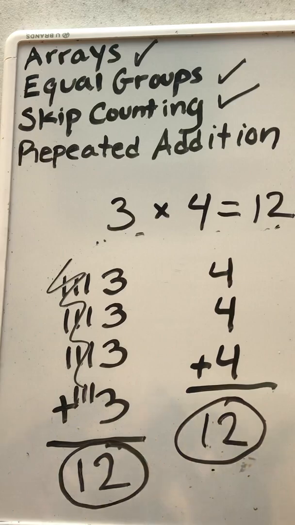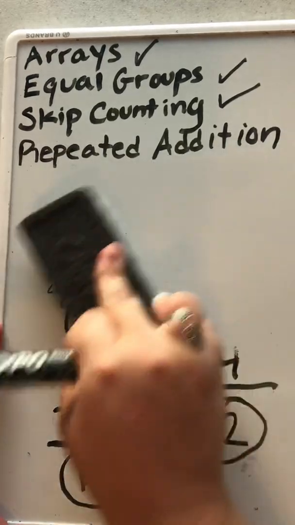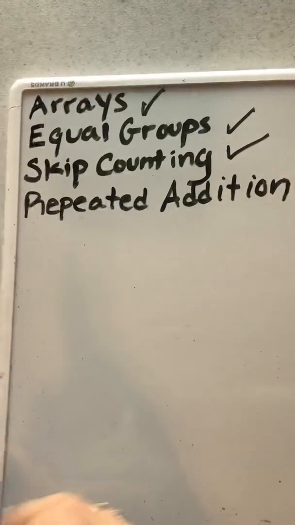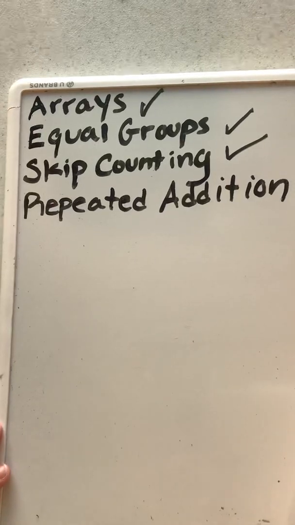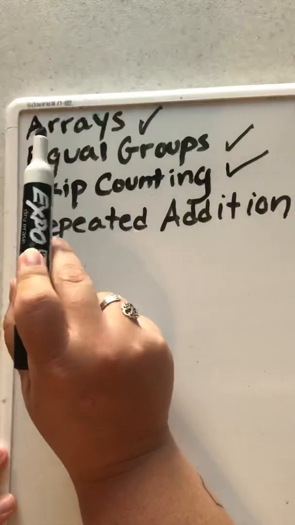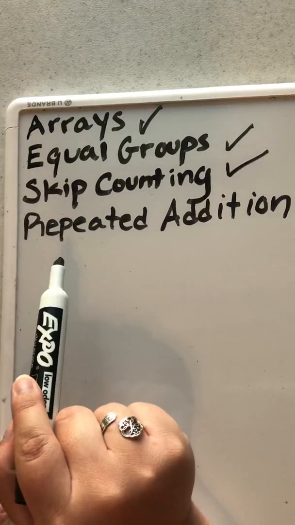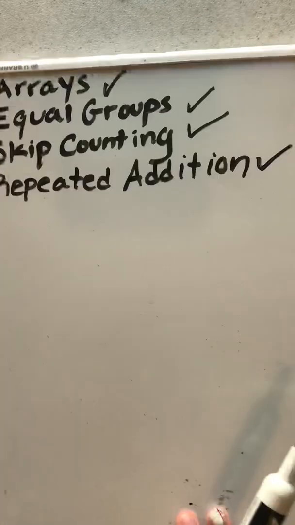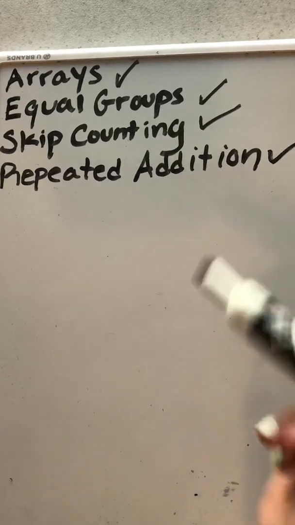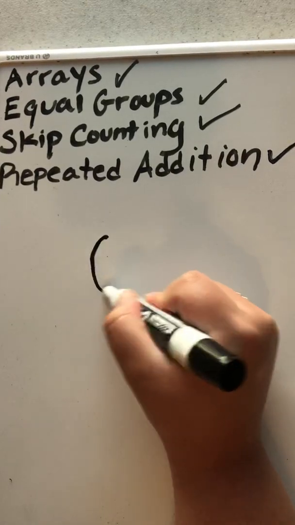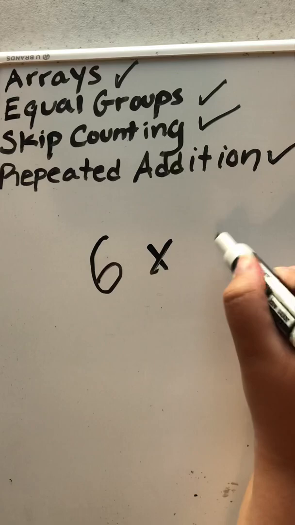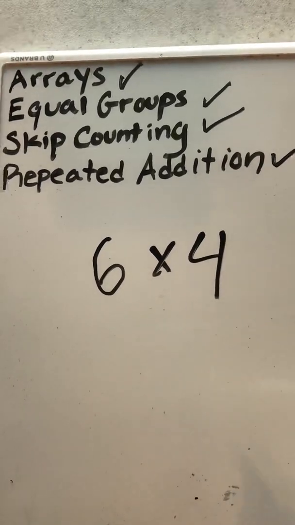Now remember, you can multiply in any of these different ways. Arrays, equal groups, skip counting, or repeated addition. Let's try one more that you'll practice on your own. What about 6 times 4? Can you figure it out?